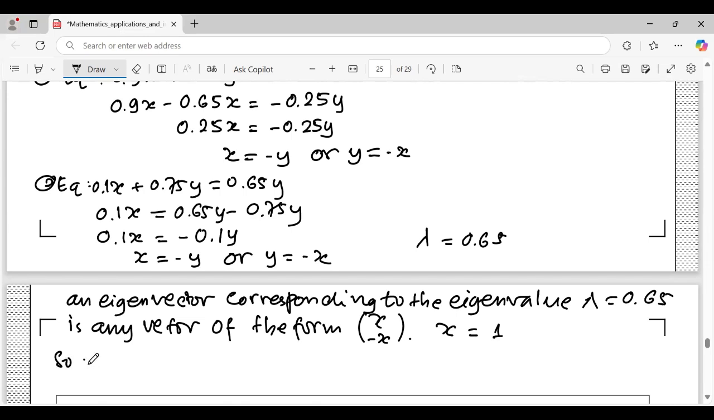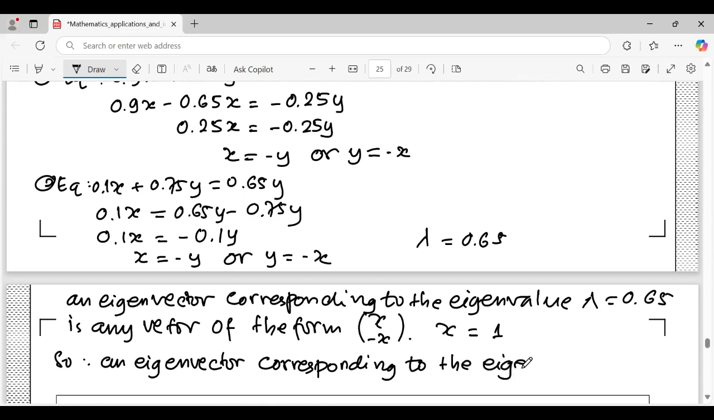So an eigenvector corresponding to the eigenvalue lambda equals 0.65 is x and minus x. It means 1 and minus 1.